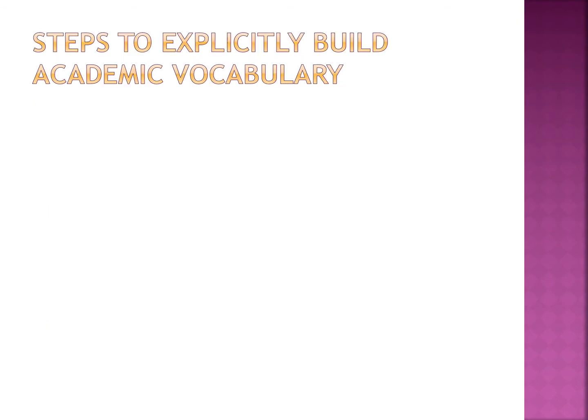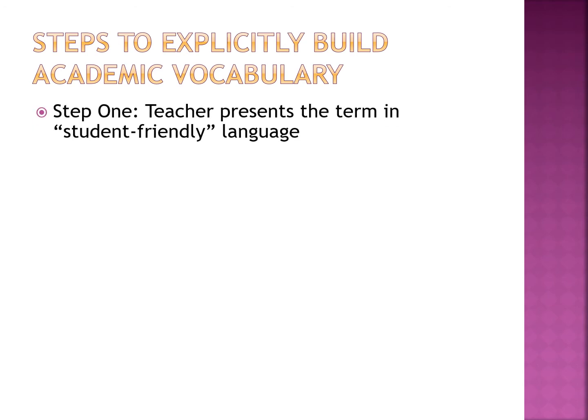All right, let's look at some steps that we can use to explicitly build academic vocabulary. One thing that you can do is to present the term in student-friendly language. This is where using a dictionary definition doesn't work. I can think of lots of instances where students have looked up a definition of a word in their glossary or dictionary, written down the definition, and they still don't have a clue what the word means because the terms being used in that glossary or dictionary aren't student-friendly.